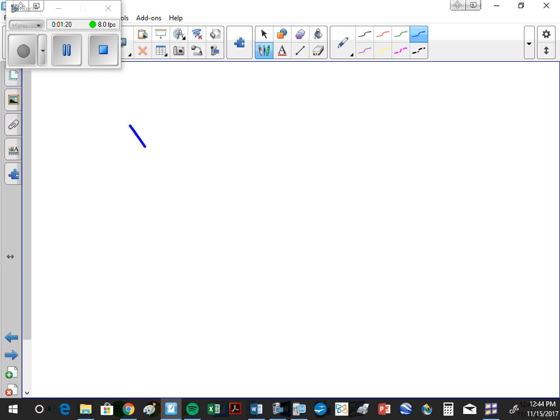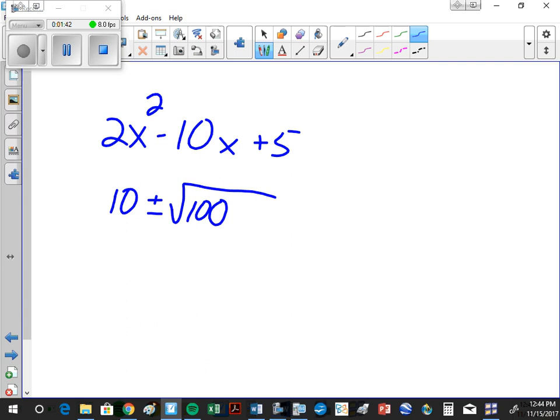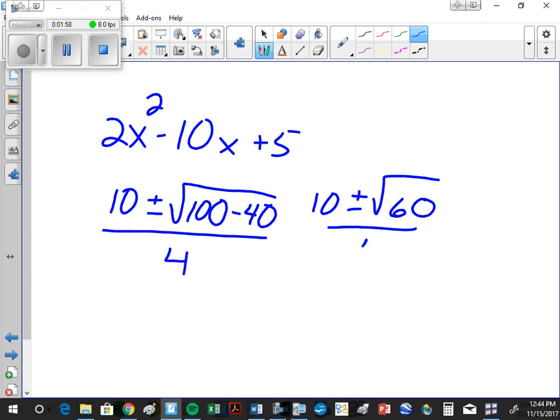Okay, what about this? Let's put a 2 out here. I multiply 2 times 5 is 10. Are there factors of 10 that add to be 10? No, doesn't work. So 10 plus or minus the square root of 100 minus 4 times 5 times 2, which is 40, over 2a, which would be 4. That is 10 plus or minus the square root of 60 over 4.